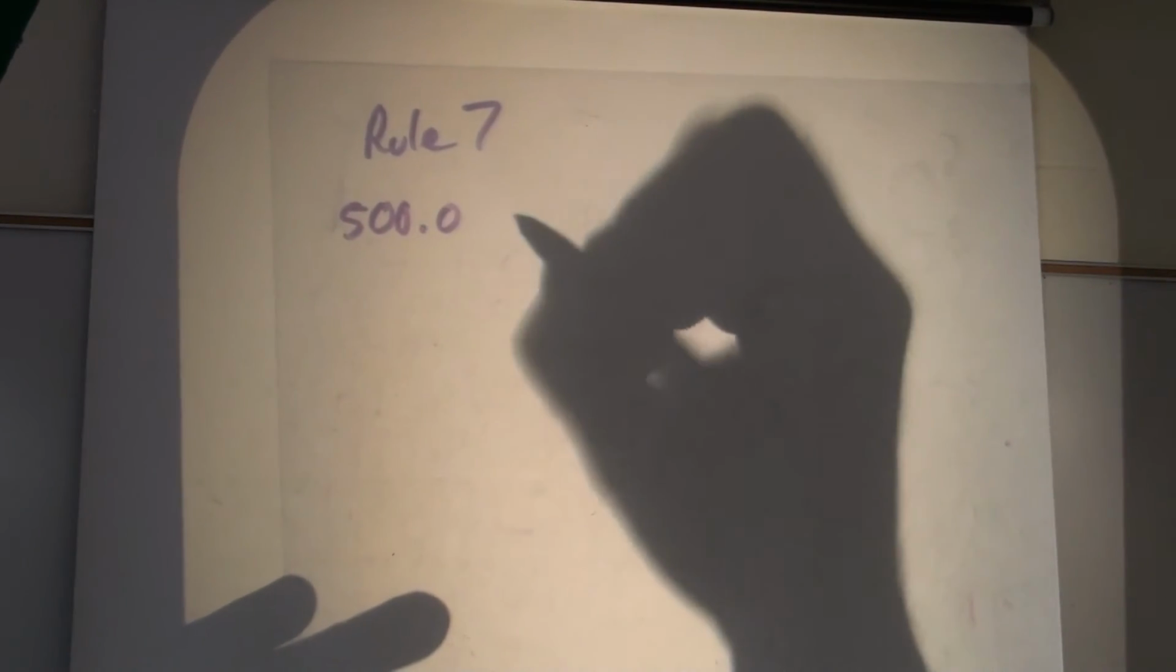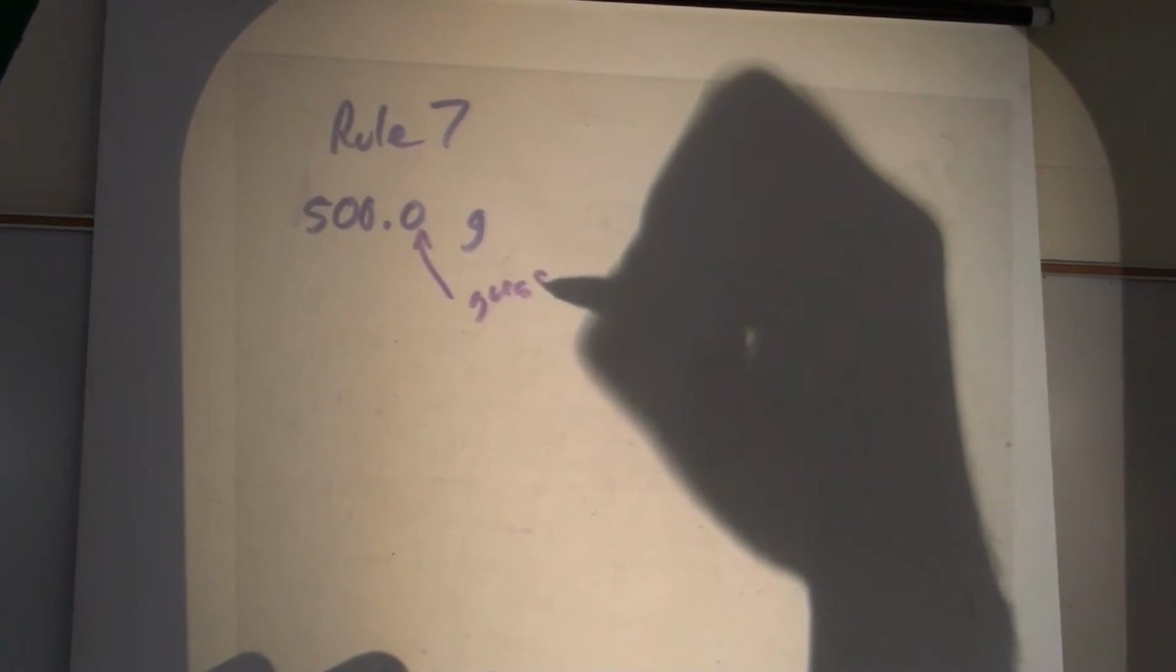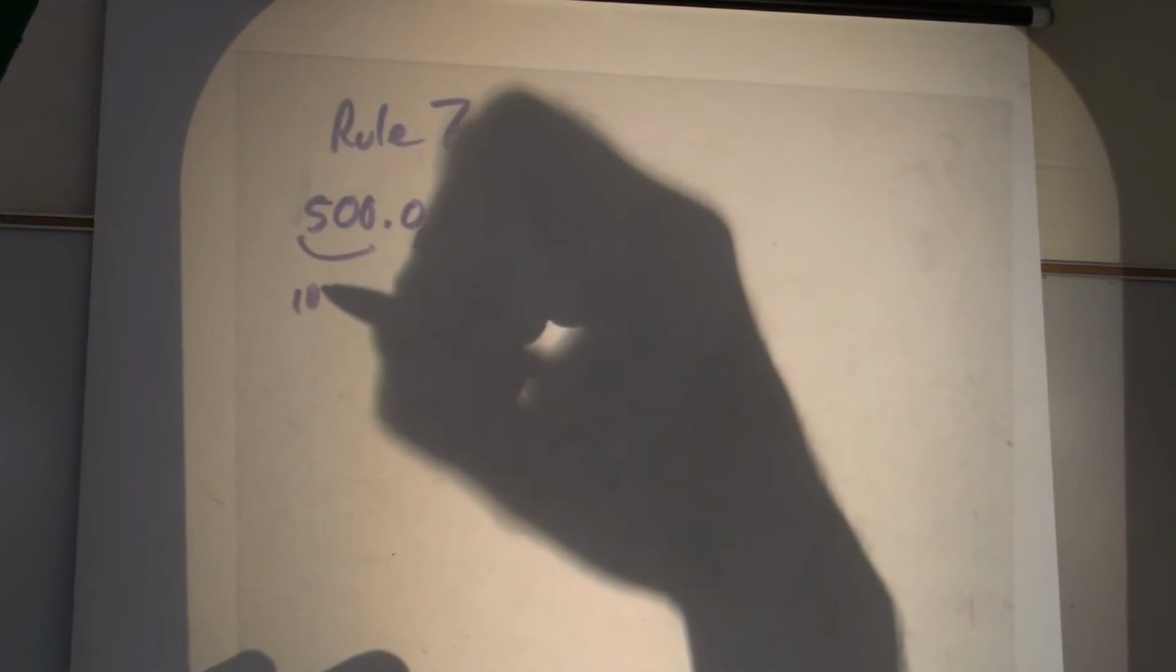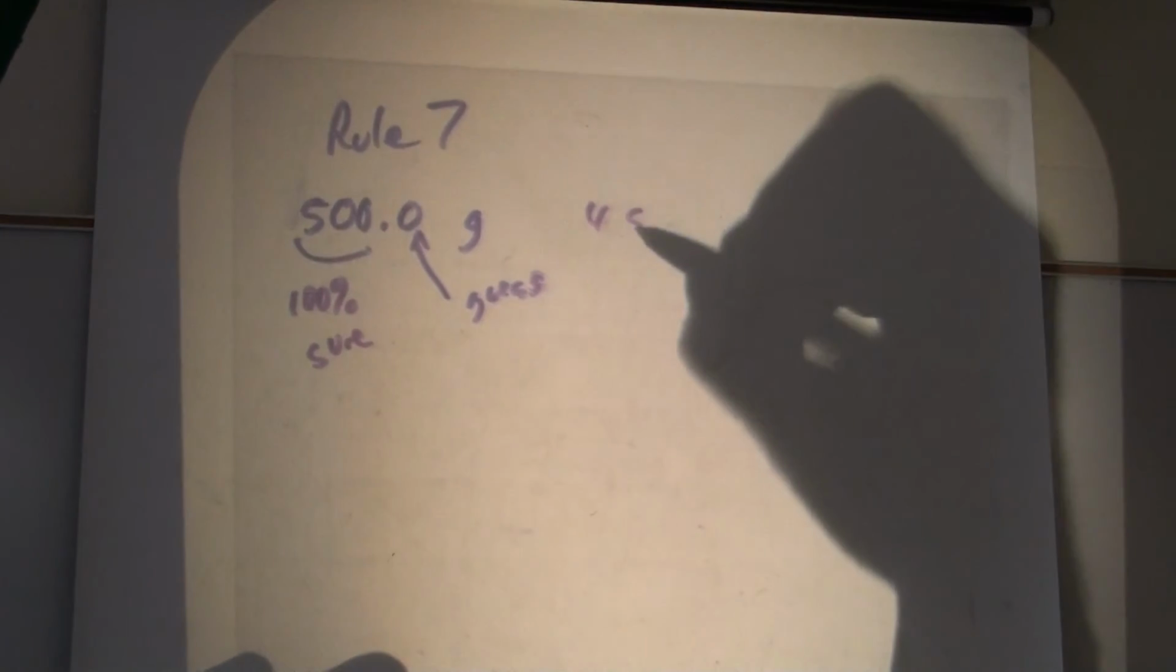Suppose you have this number, 500.0 grams. Is 500 greater than 1? Yes. Is there a decimal point? Yes. So then all the digits are significant. The last significant digit is your guess. So that one's the guess, and these we're sure about. So that would give us a total of 4 sig figs.